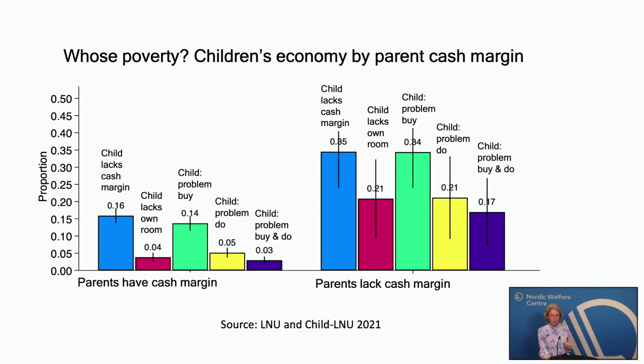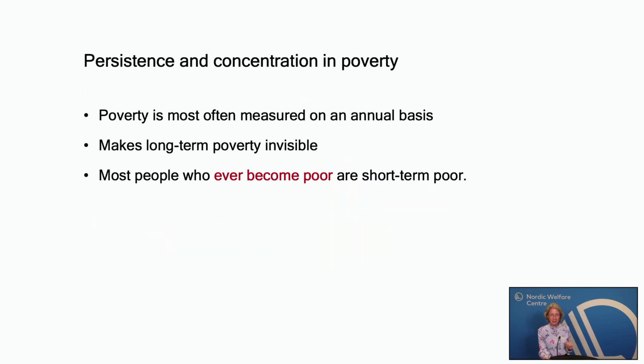Yeah, I'm moving now towards the end. I'll just very, very briefly mention something that's also important and seldom taken into account. It's the persistence and concentration of poverty. So poverty is often measured on an annual basis, and some people, given those measures, say that poverty has become democratized, like many people have some poverty during their lives. I find that a very strange position to take because it makes long-term poverty invisible.